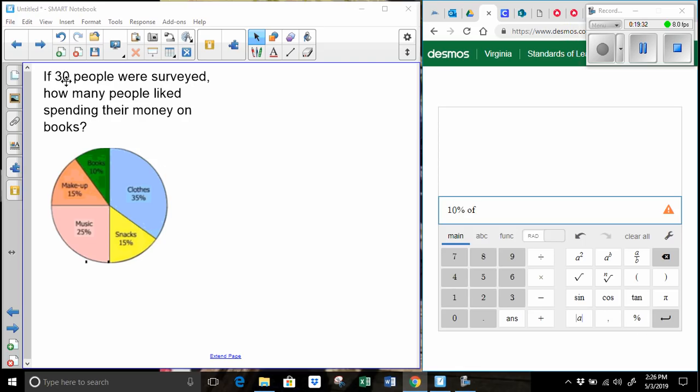30 people because that's how many people were surveyed. So I'm going to type 30. And that gives us 3. So 3 people out of the 30 people that were surveyed are spending their money on books. And we did it just like that.